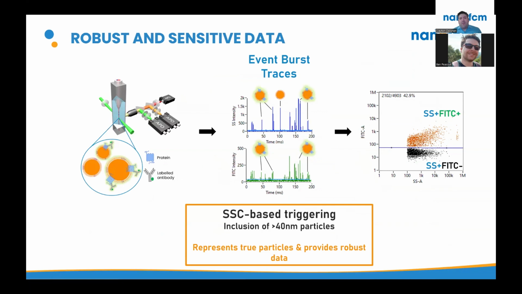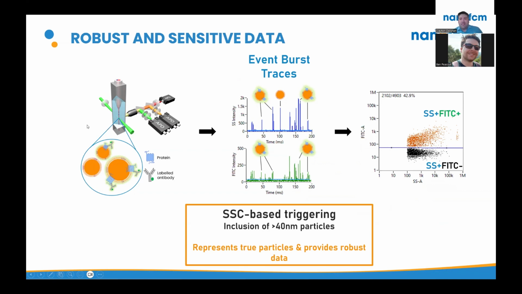What this does is provide robust and sensitive data because we track in the different channels the event bursts occurring, and then look in the corresponding fluorescent, or sometimes we trigger on the fluorescence and look at the scatter. But here we see a nice example of, we'll think of this as a labeled virus. We have a protein on the virus we want to label. We have a labeled antibody, something very intuitive that looks just like flow cytometry, but scaled down. Here, we're going to let the single viruses pass through the laser, as shown in the schematic on the left.